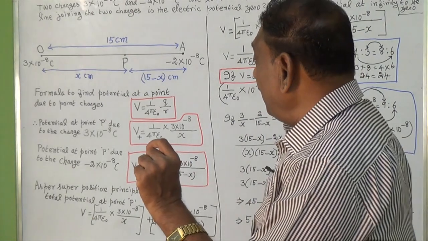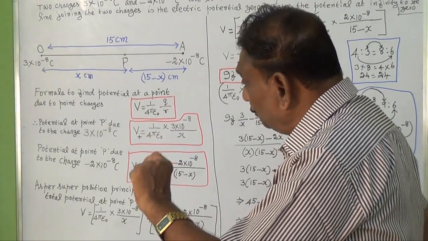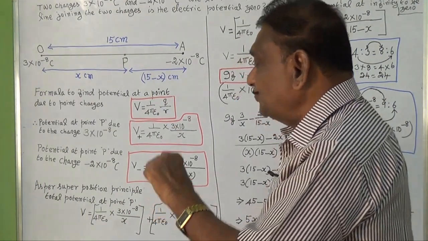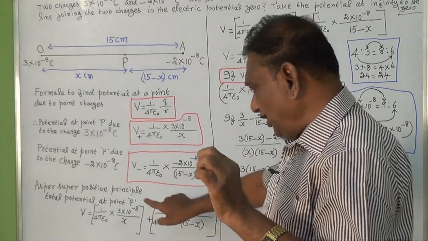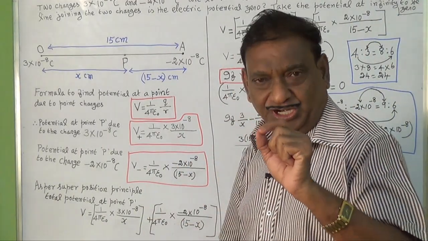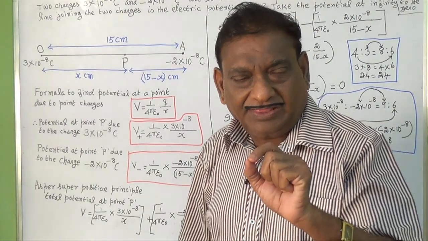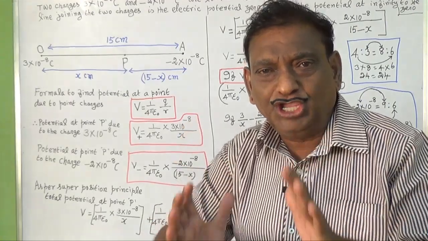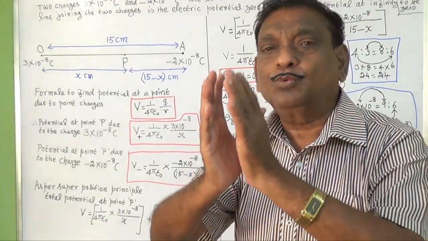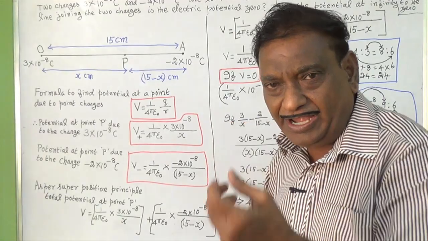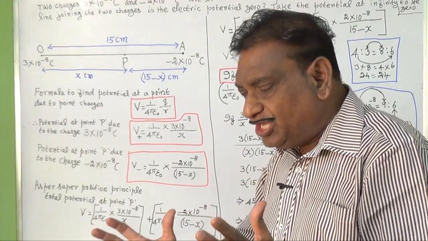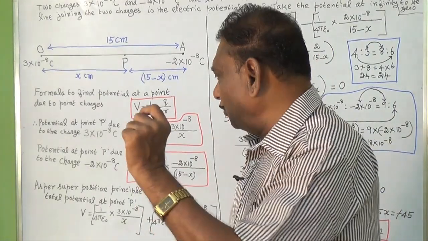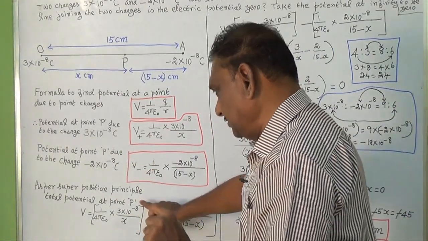Then what will be the total potential due to this positive charge and the negative charge? As per the superposition principle, the total potential will be the algebraic sum of the potentials of all the individual charges. Here there are only 2 charges, so we have to add these 2 potentials. Thereby we will get the total potential at the point P.